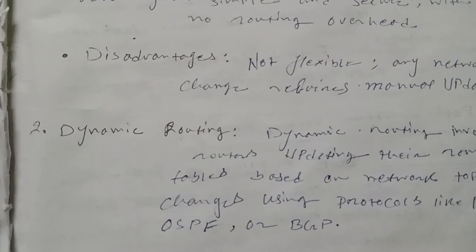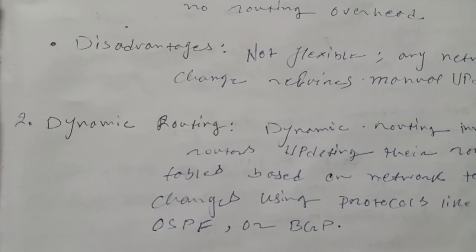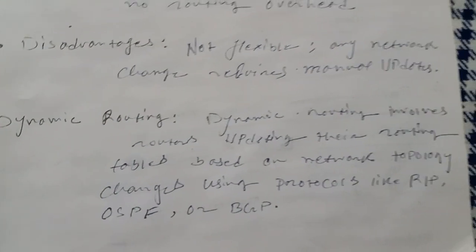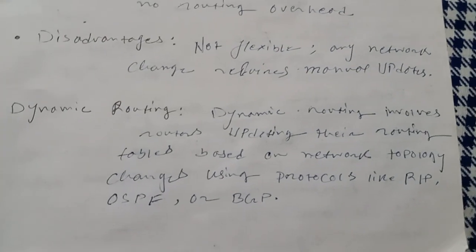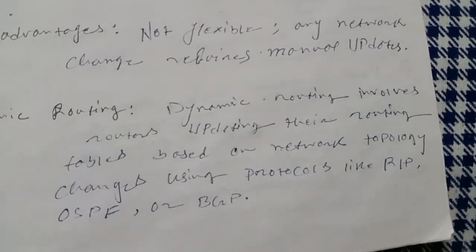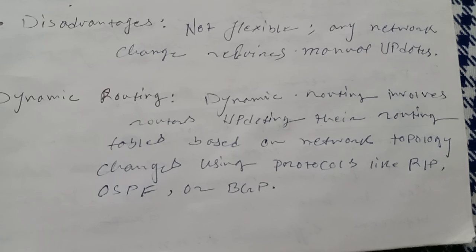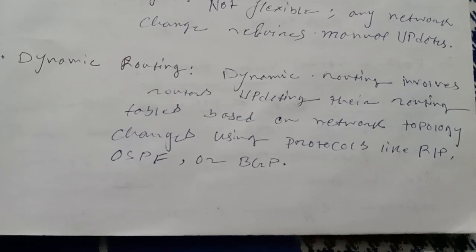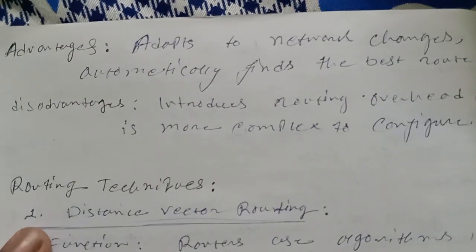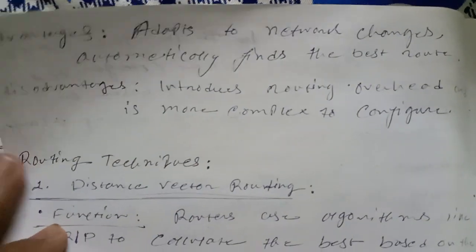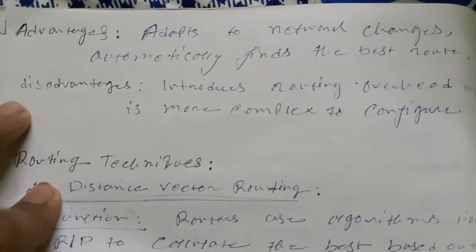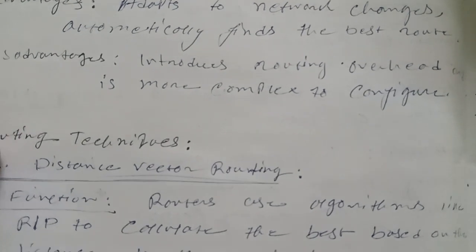So let's see dynamic routing. Dynamic routing involves routers updating their routing tables based on network topology changes, using protocols like RIP, OSPF, or BGP. The advantage of dynamic routing is that it adapts to network changes and automatically finds the best route. The disadvantages: it introduces routing overhead and is more complex to configure.